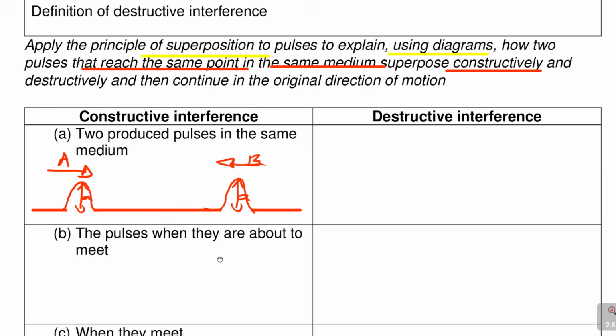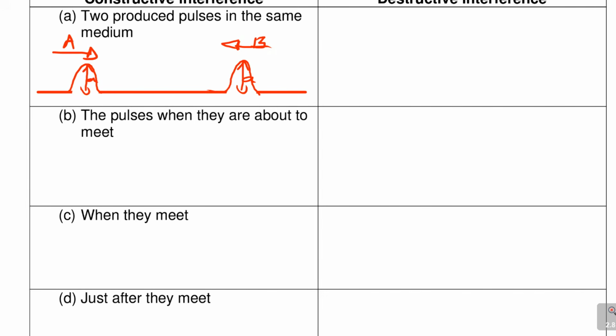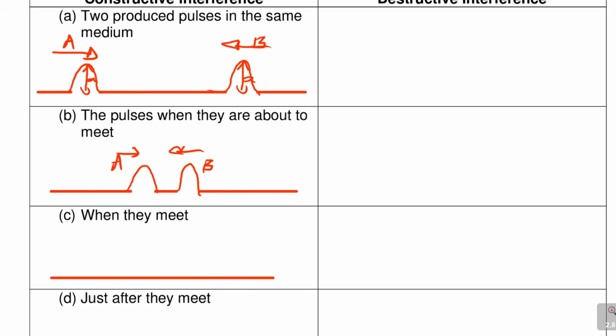And then the pulses, when they are about to meet, you're still going to have a similar picture here. Now they are about to meet. I just want something here like this that shows these two pulses. You see, they're about to meet, one going this direction, the other going this direction. Don't forget, this is my A, that is my B. It's the same amplitude, right?